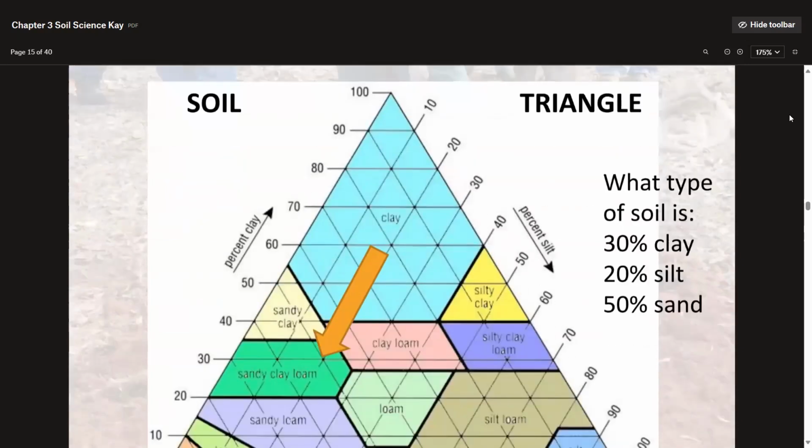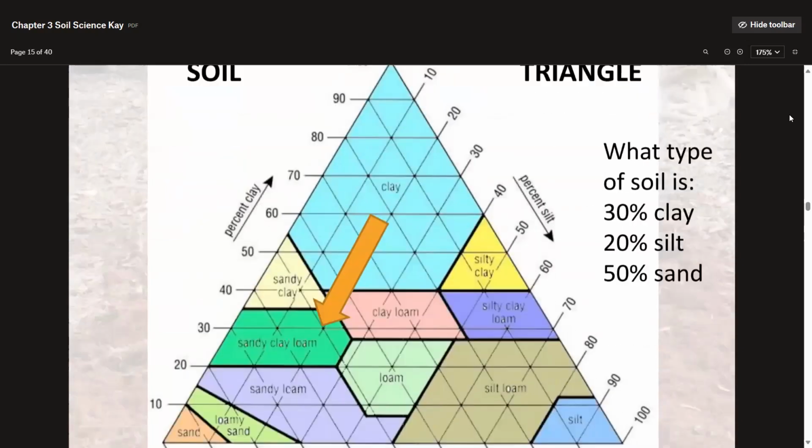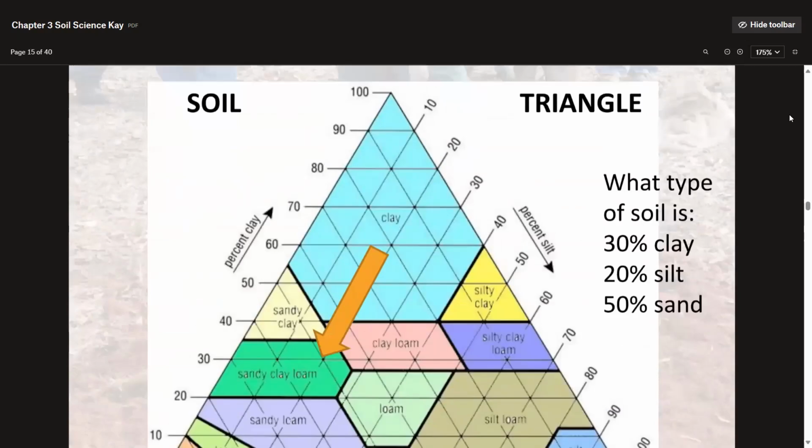So we're going to go over the soil triangle. This also might show up on a test, just so you know. All right. And so if I asked you what type of soil is 30% clay, so find your percentage of clay on the left of the triangle, and 20% silt. Now find your 20% of silt on the right-hand side of the triangle, and 50% sand.